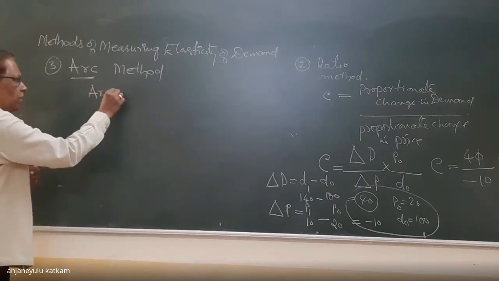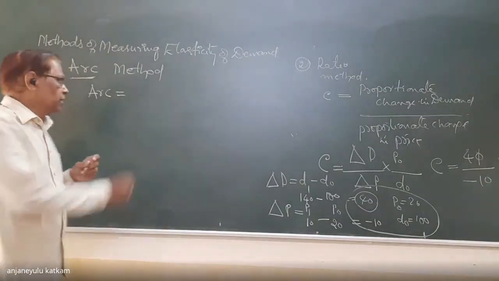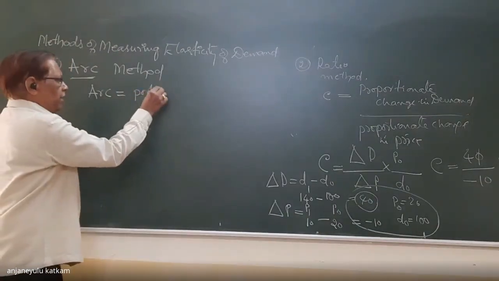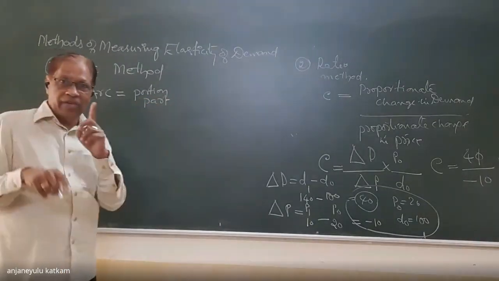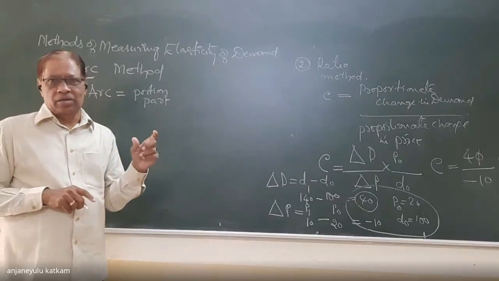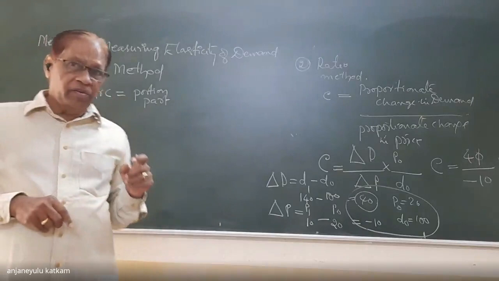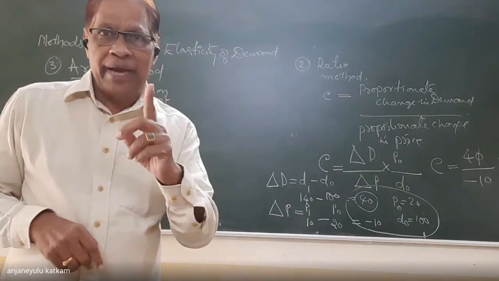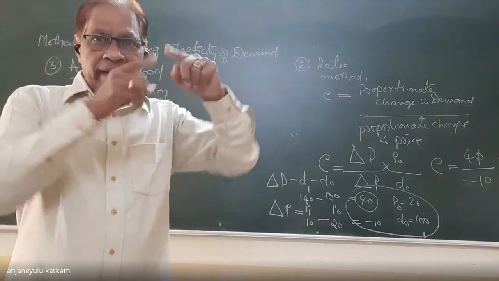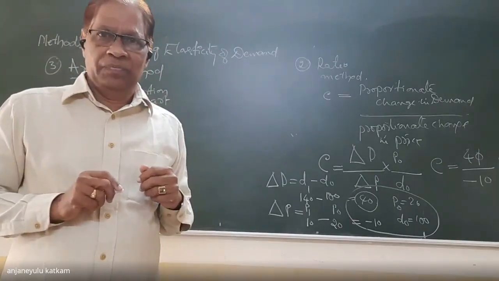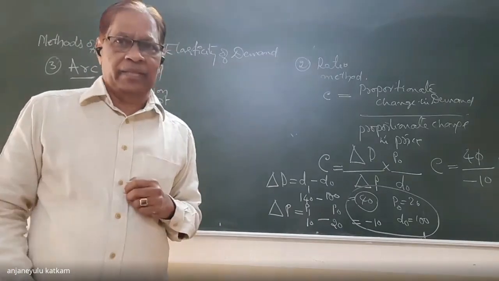Arc is a portion on the demand curve, or a part on the demand curve, not the entire demand curve, not one single point, but a part on the demand curve is called an arc. Here we are interested to find out the elasticity not at one particular point as in the previous case, but only for a small part of the entire demand curve. Okay, so this is called the arc method, also known as a graphical method.